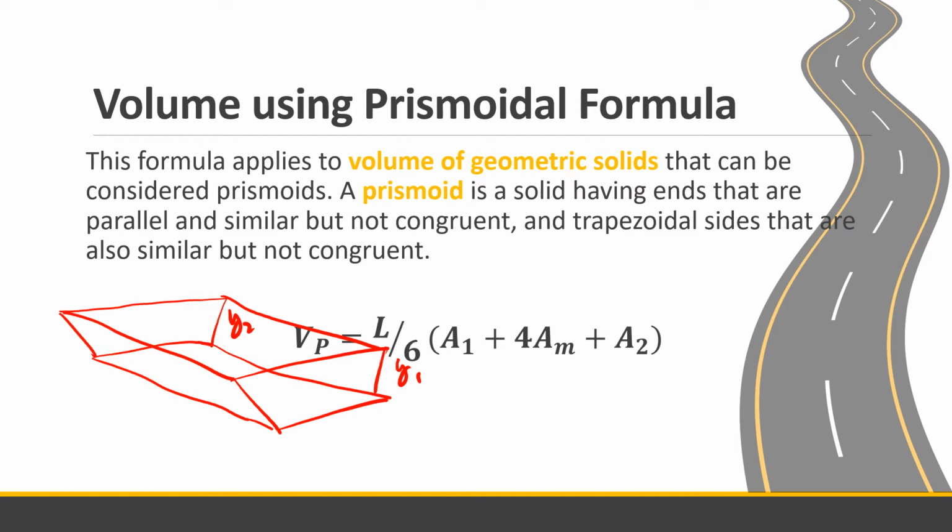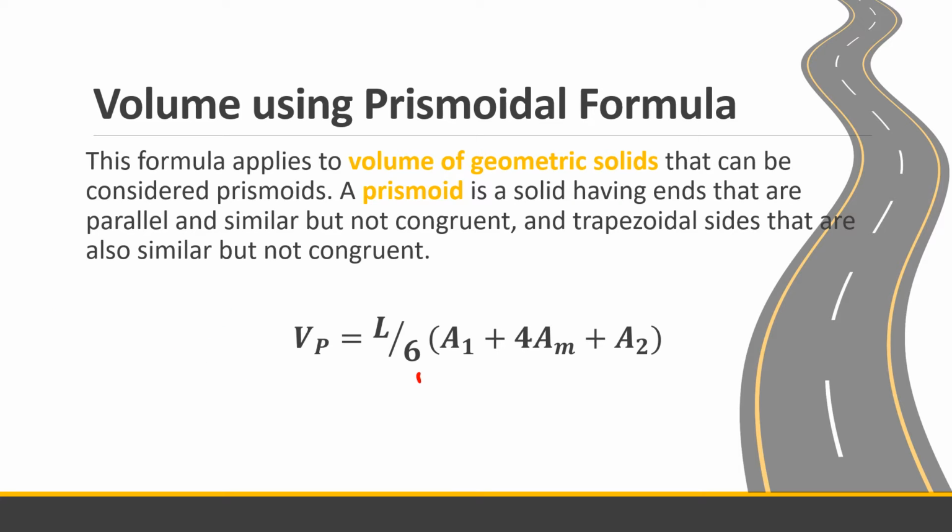So the formula for the prismoidal equation is this. VP is equal to L over 6 multiplied by area 1, or the first area, plus 4 times the area in the middle, plus area 2, or the other end.